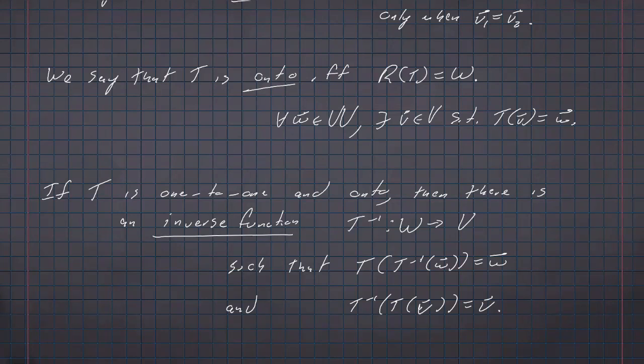So if T is both one-to-one and onto, then there is an inverse function, which we write T superscript -1, which is going to go from W to V and have the property that T of T inverse of w is equal to w for any vector w in vector space W, and T inverse of T of v is equal to v for all vectors v in vector space V. You have dealt with inverse functions before. There's really nothing new going on here, as far as that goes.